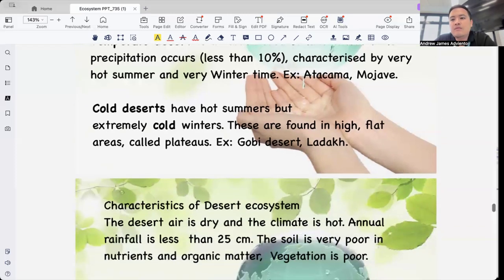Now we also have what we call cold deserts. Lastly, we have the cold deserts such as the Gobi Desert in Mongolia or the Patagonian Desert in South America. These regions experience cold winters with occasional snow and warm summers. Vegetation includes grasses and shrubs, and animals like antelope and snow leopards adapt to the temperature extremes.